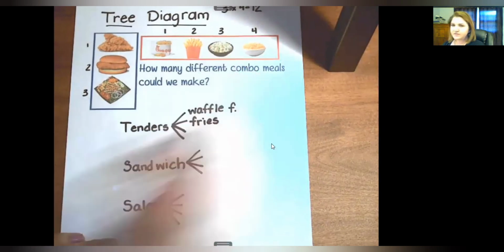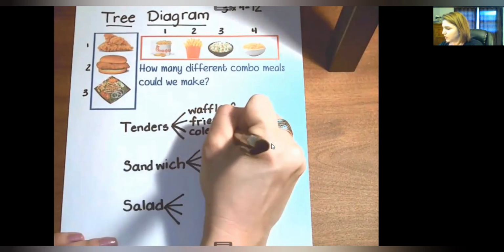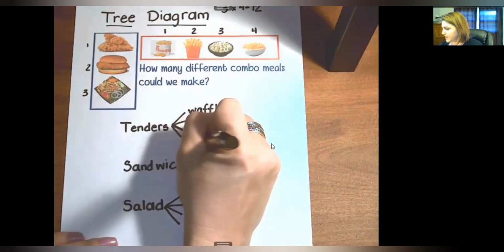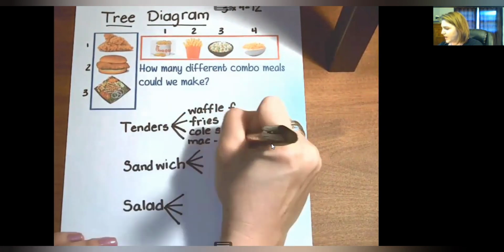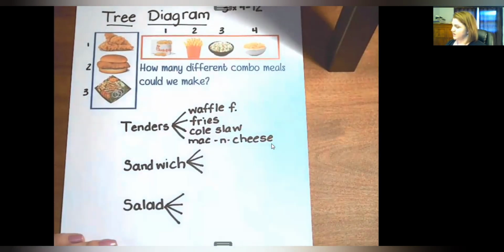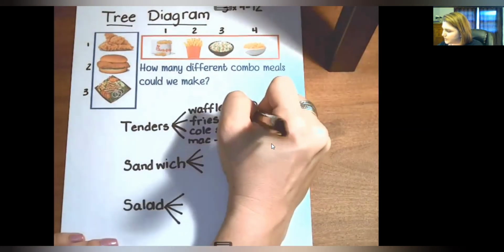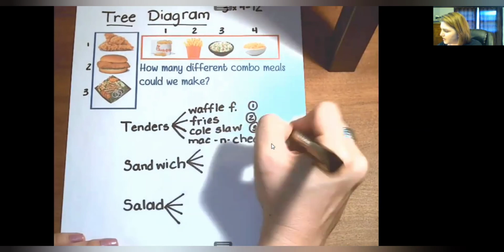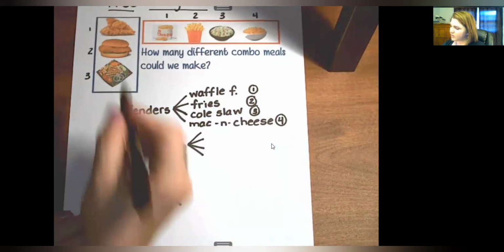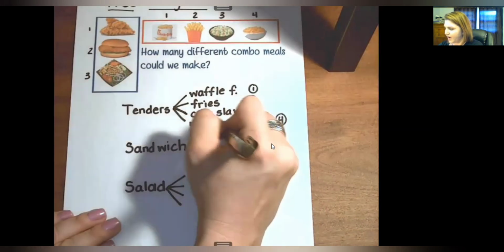The third choice I have is coleslaw. Delicious coleslaw. And the last choice I have is mac and cheese. And I'm going to abbreviate mac and cheese. We all love mac and cheese. So I have come up with 1, 2, 3, 4 different combinations. Now, if I ordered a sandwich, I might order a sandwich and waffle fries.